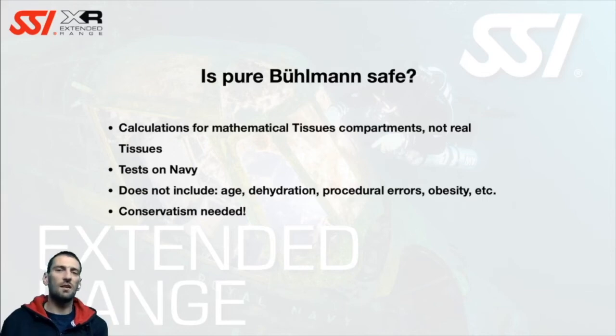Right now, after years of experience in diving using the Bühlmann algorithm, we know that it's not working perfectly, simply because these are mathematical tissue compartments. They have not much to do with the human body. This is a mathematically, experimentally created algorithm, which was not much tested on humans. At the end, it was tested on US Navy guys. So super healthy, super young, perfect bodybuilders, just like Adam. So for these guys, maybe the Bühlmann works perfectly.